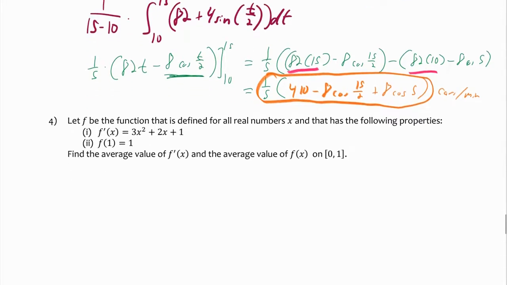Okay, next, let f be the function that's defined for all real numbers x and has the property that f prime of x is equal to this and f of 1 is equal to 1. And it wants the average value of f prime of x and the average value of f of x on this.